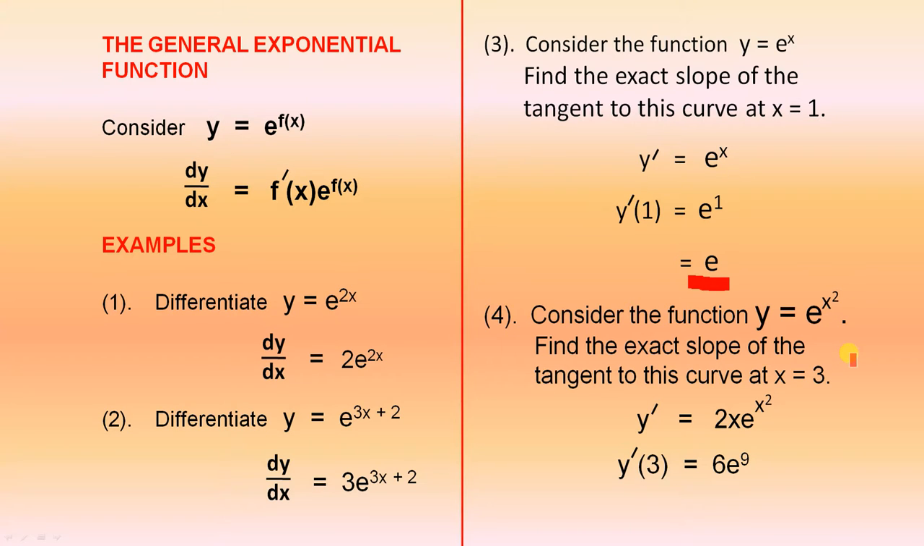Consider the function e to the x squared. Find the exact slope of the tangent to this curve at x equals 3. So y dashed is 2x e to the x squared. Therefore y dashed at 3 is 2 times 3, which is 6, times e to the 3 squared, which is e to the power of 9. So 6e to the 9 is the slope of the tangent.